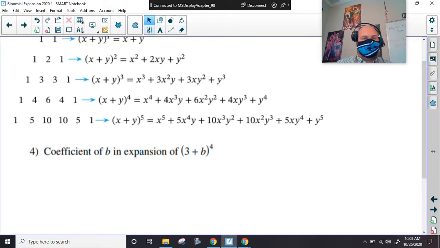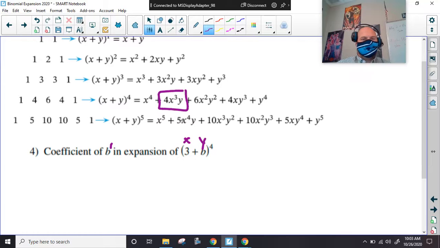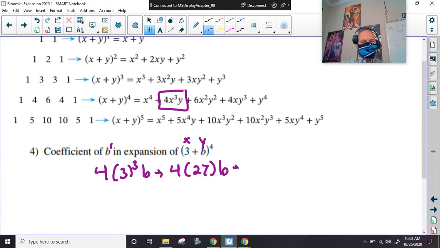Ooh, we get to go to a different one now. All right, this is our x, this is our y. So we're wanting this is b to the first power. So I got to find y to the first power right here. That's this. Okay, so I'm going to say 4 times 3 to the third. And then b, this is 4 times 27 times b, which is 8.